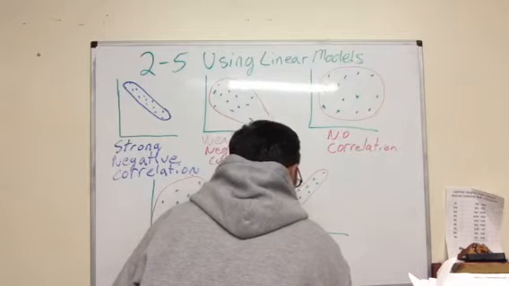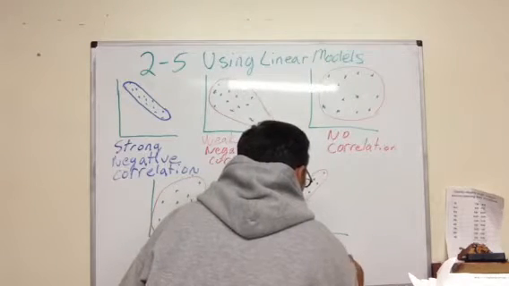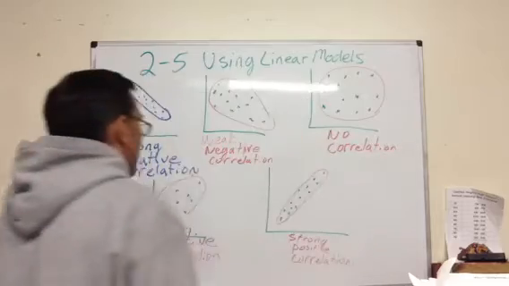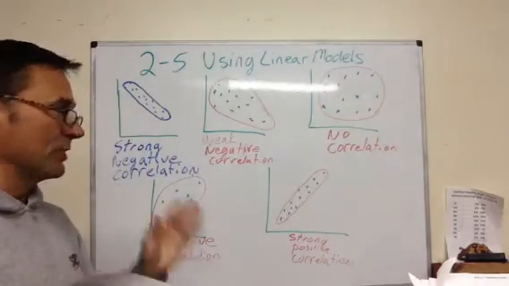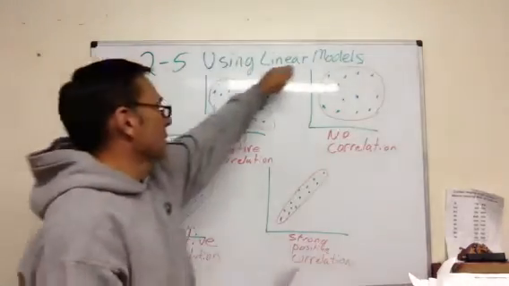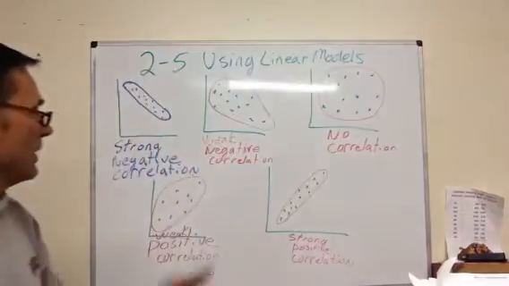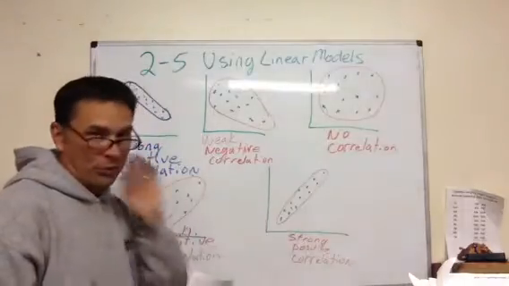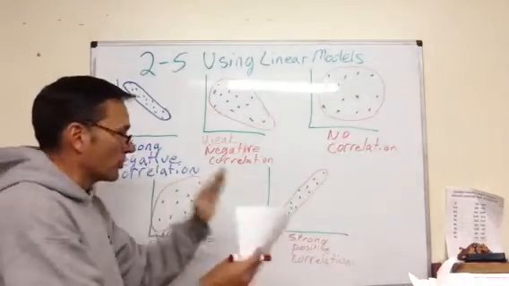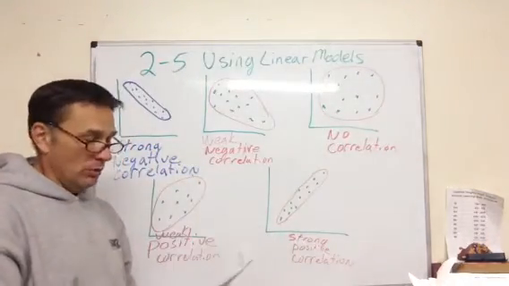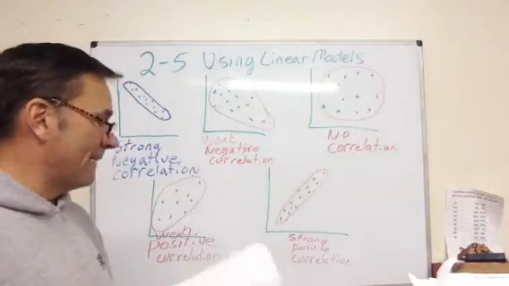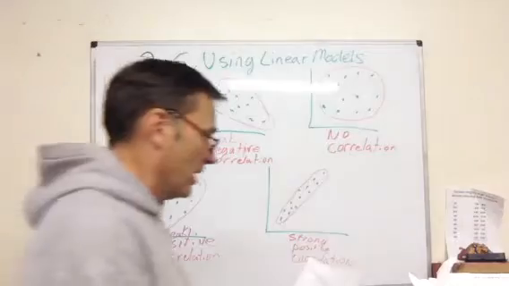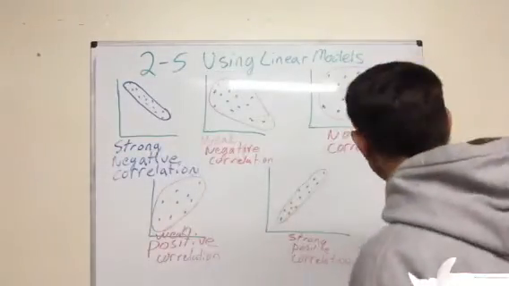Now hopefully you notice that the correlations, whether they're positive or negative, go with the slopes of a line. That kind of helps. That's why we're talking about linear models. We're thinking about a line going through the middle of them. The closer the points are to that line, the stronger the correlation. Now one way we can identify this is using the R value.